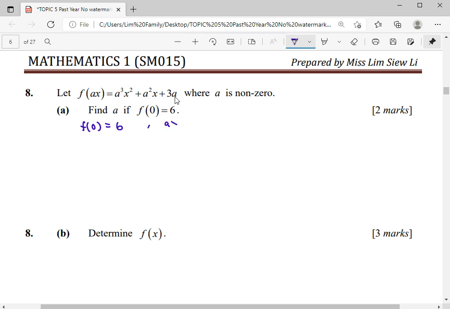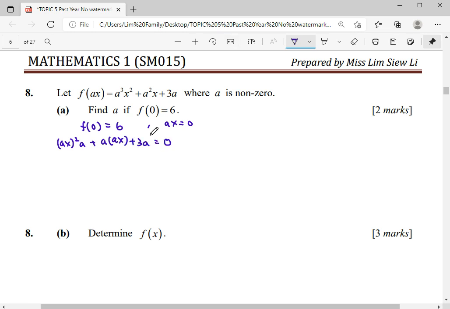Alright, so it means ax is 0. How are you going to substitute this ax equals to 0? It's not substituting x, it's substituting ax. So you can see what your ax is here. You can take out 2ax, ax squared times a, plus a times ax, plus 3a equals to 0.